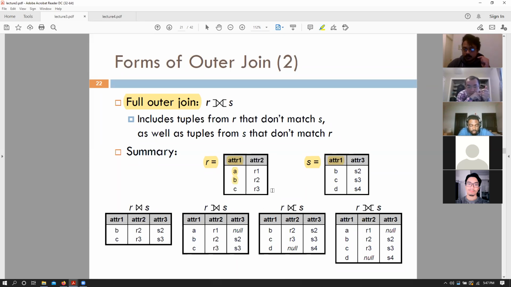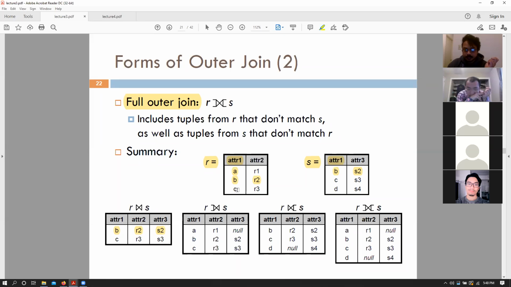B, okay, so let's search for the attribute 1 for B again. B is there in my second relation, right? So B's attribute 2, R2, and B's attribute 3, S2, become part of my relation. So for my natural join, the first entry that we have is B, R2 and S2, right? Because there is a common attribute value for both of those.